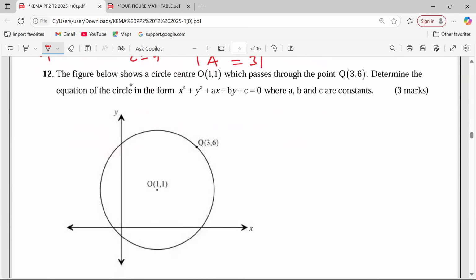Number 12 now. The figure below shows a circle, center O, which is at 1, 1, and it passes through a point Q, which is 3, 6. Determine the equation of the circle in the form x squared plus y squared plus ax plus by plus c equals 0, where a, b, and c are constants. All right, constants, not necessarily integers. People have to be very careful with this kind of instructions. You've been told constants, so they can be fractions, decimals, or even integers.